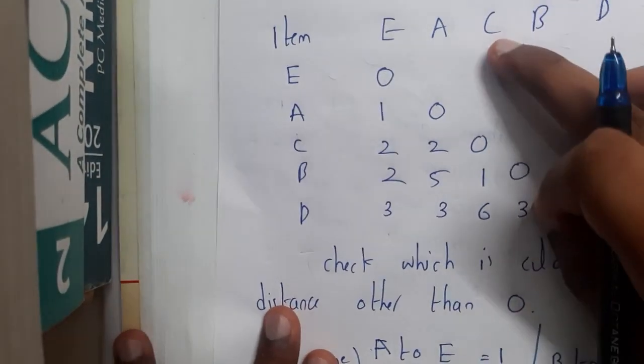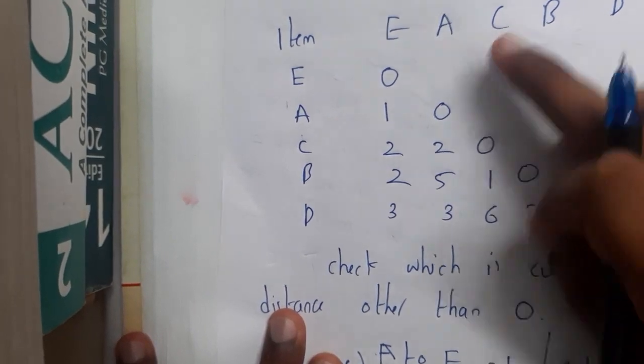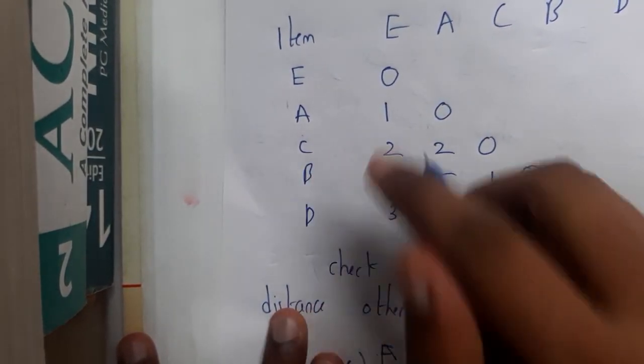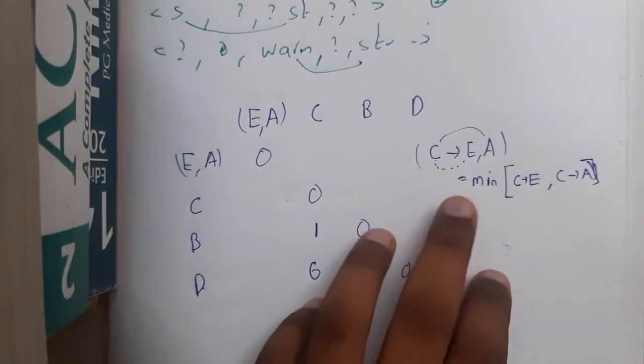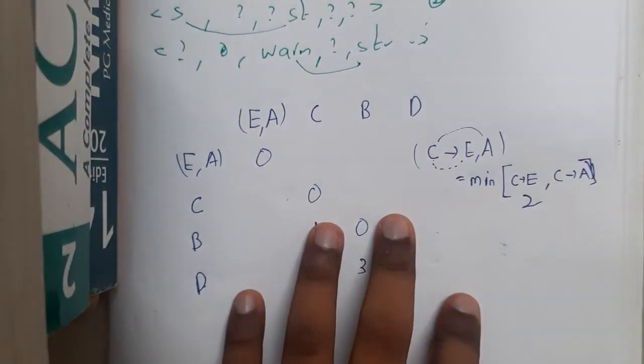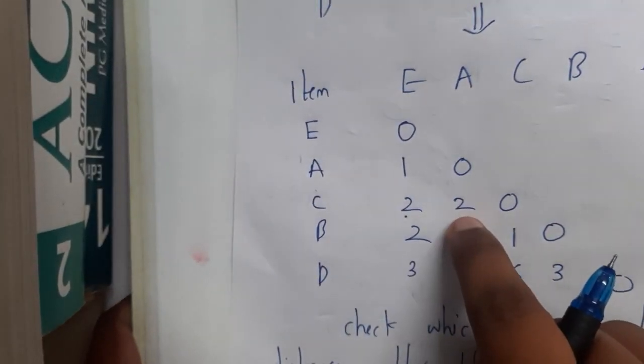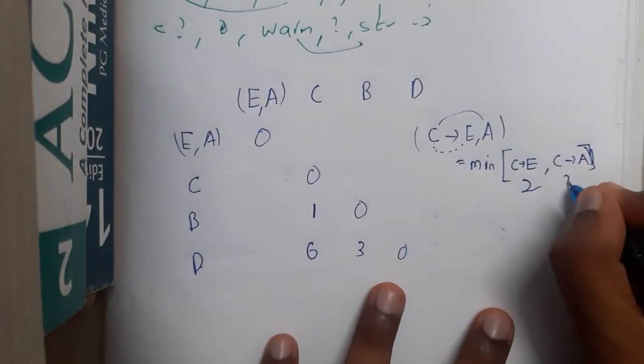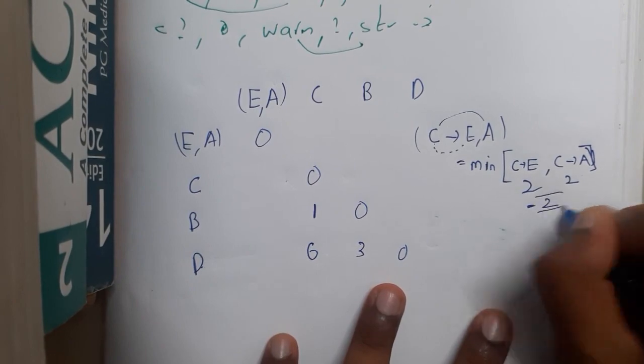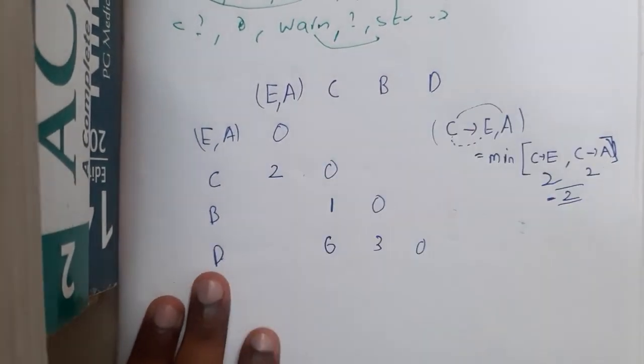So let us check in this way. C to E, that is a 2. C to E is 2 and the other one is C to A. C to A is also 2. That's really nice. Both of the values are 2, hence the minimum will be 2 only, right? So in this way you will fill, guys. Got it? In the same way you fill the rest of the values also.